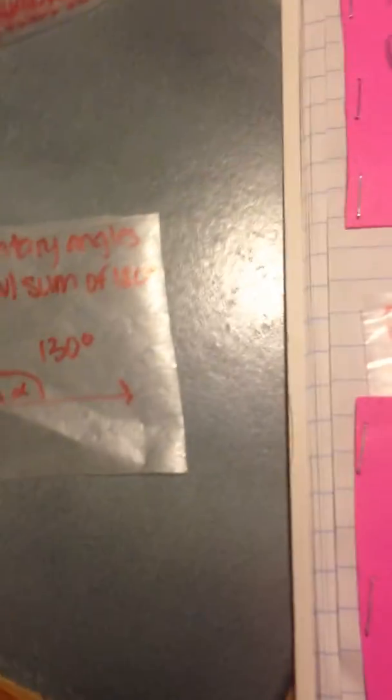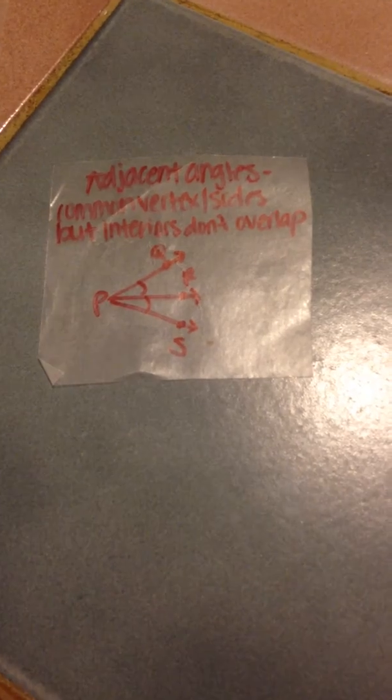Linear pair. Vertical angles. Supplementary angles. Complementary angles. And adjacent angles.